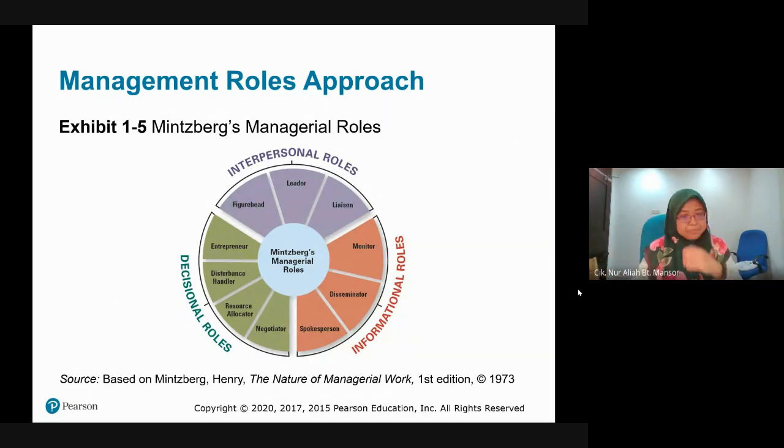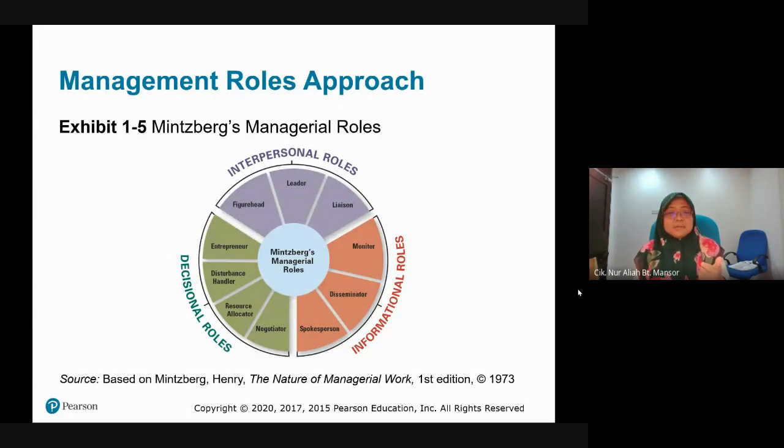And alright, so we have 10 roles. Okay, so the first role figurehead. Dalam interpersonal ada 3 kategori. Figurehead, leader, liaison. Okay, so figurehead dia simbolik. Okay, this person is a symbolic person. Kan bila kita tengok dia kita macam dia ni aku tahu dia buat apa.